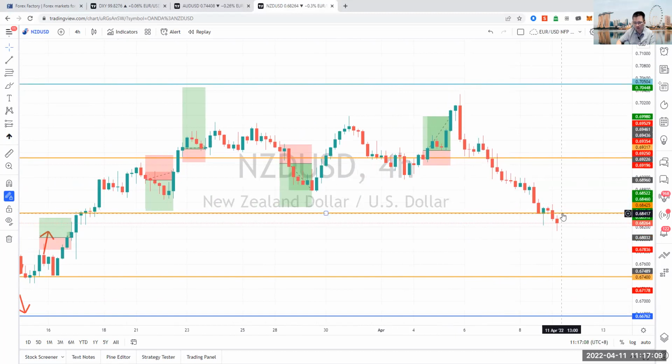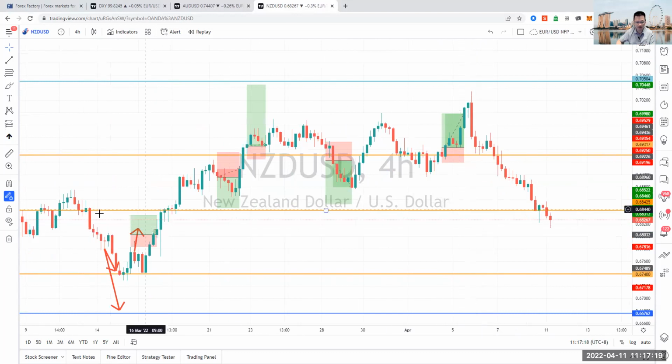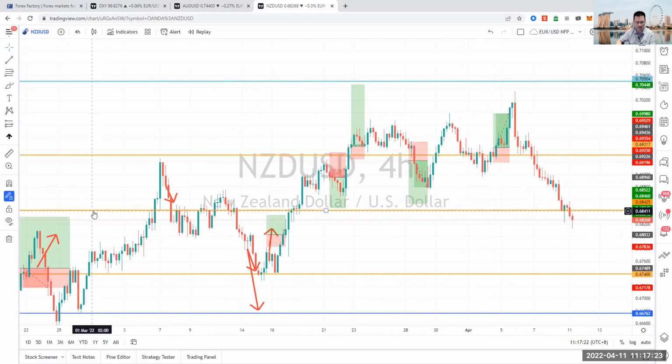It's already broken the 0.6842 level. It's already broken that level at this point. What you can be looking for here is a repeat of what happened on the 12th of March. You can see that on the 7th of March, it tracked lower, it broke lower towards 0.6800 and bounced back up. The next time it broke again, it tracked all the way towards 0.6739.